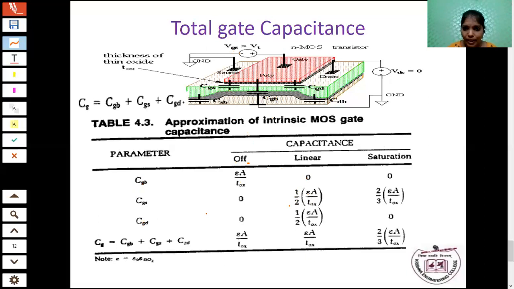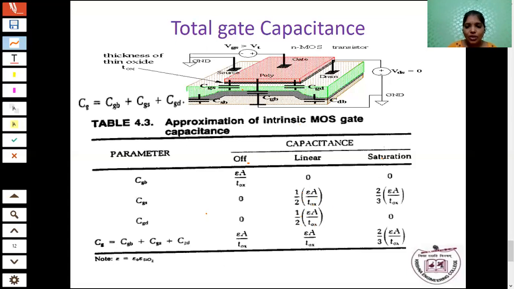Why am I putting 1 by 2 here? The total gate capacitance is equal to CGS plus CGD. So I am considering 50%, half of the value, for the source and the drain. That is why I wrote 1 by 2 into epsilon A divided by TOX. The channel is formed between source and drain, so 50% goes to gate to source and another 50% to gate to drain.